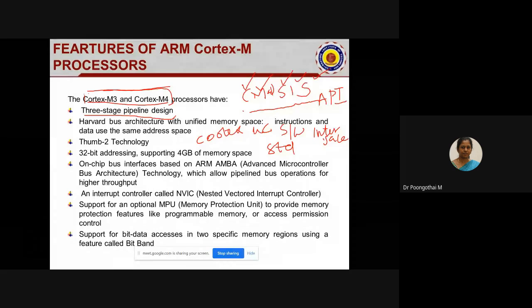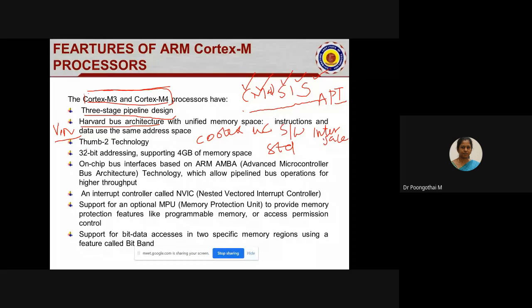And the second one is about architecture. It follows hardware bus architecture. What is the significance of hardware bus architecture? The pipeline strategy can be implemented using this architecture. It allows simultaneous instruction fetches and data access, which means it has separate address and data bus. And some ARM cores follow von Neumann also, that particular architecture.